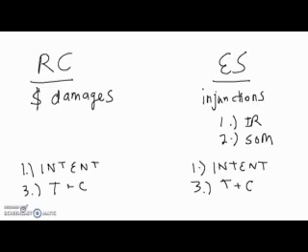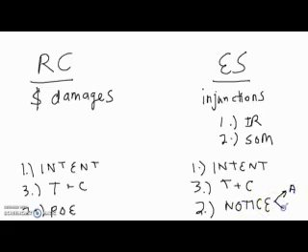The difference here, so I'm going to go 2 now, is that sometimes there requires some privity of estate. So POE, sometimes for real covenants. And then for equitable servitudes, there must be notice, and that can be actual or constructive.